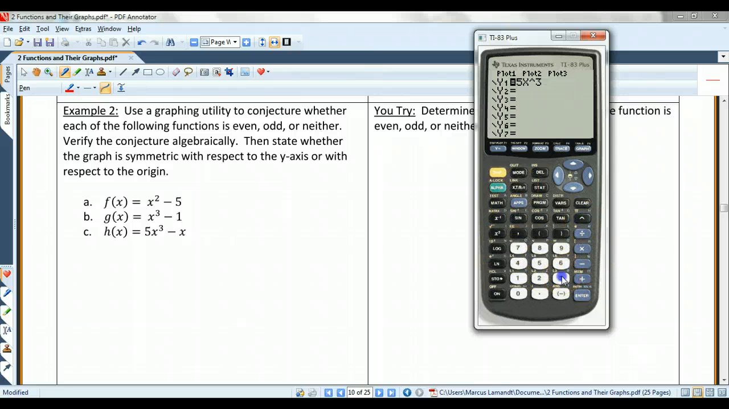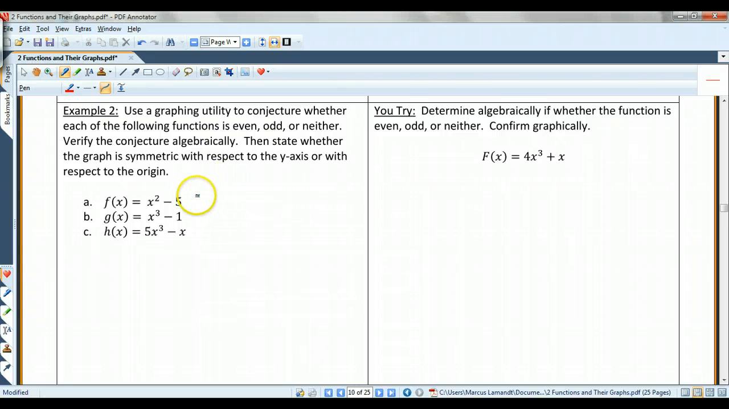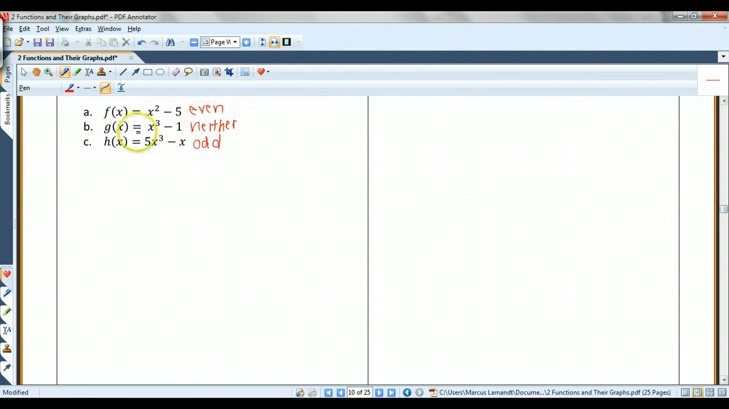5x cubed minus x. This one is symmetrical about the origin. Okay? Let me write this down. Even, neither, odd. Okay? Verify each conjecture algebraically. So we have looked at this graphically. Let's confirm algebraically.